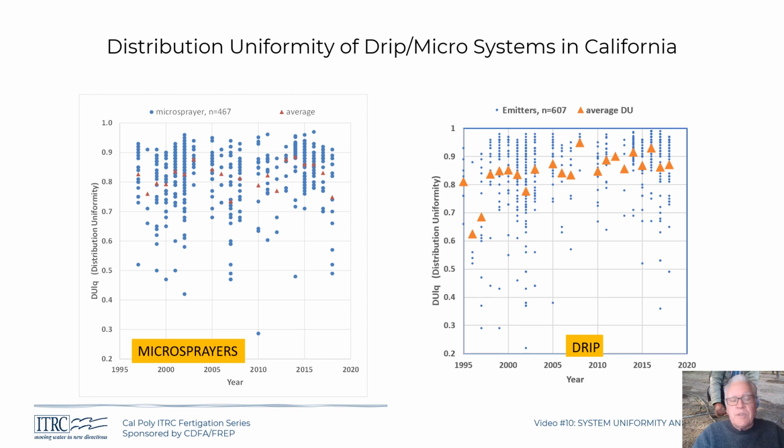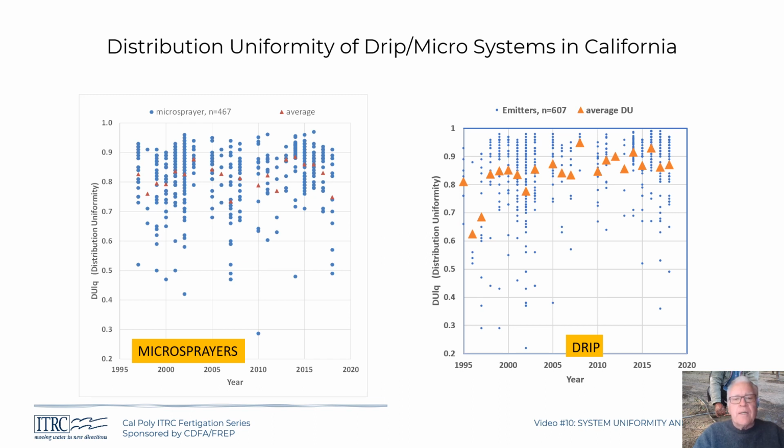So here are the results of hundreds of tests with micro sprayers and drip. And what you see, let's take a look at the micro sprinklers on the left. The vertical axis is DU, and you see the maximum value is 1 and the lowest value is 0.2. And there's one outlier there around the year 2010 that's down there about 0.2, maybe, what is it, 0.28, something like that.